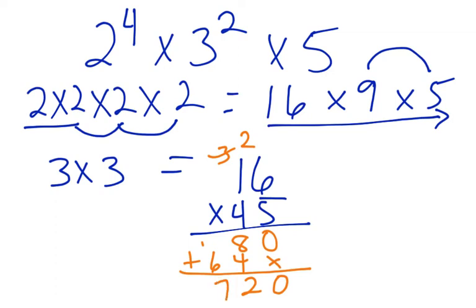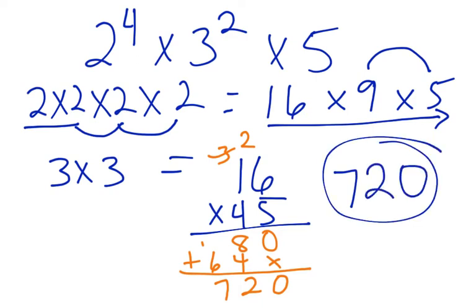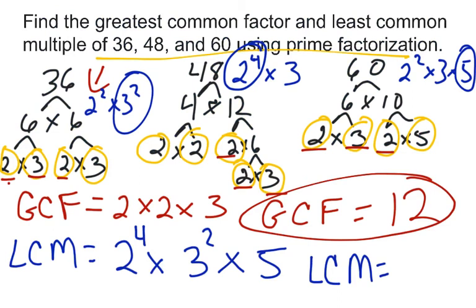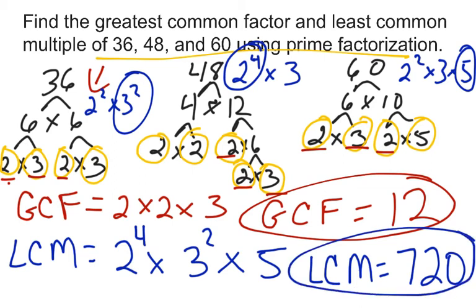So my grand total, when I multiply 2 to the 4th power times 3 squared times 5, is going to give me 720. So that's going to bring us back to our problem. Our least common multiple is 720. So you can kind of see how in this case it might be a good idea to use prime factorization, because finding all those multiples up to 720 would have been a lot more tedious than using the factor trees. So that's why I wanted to show you the last example.